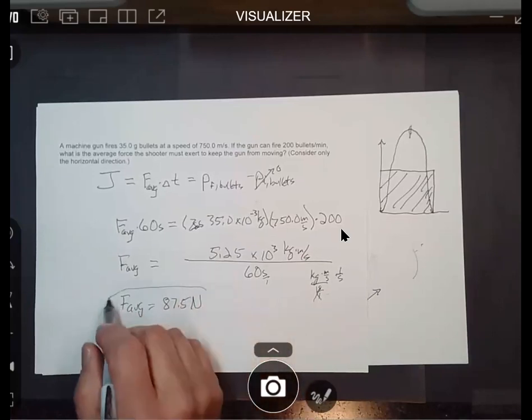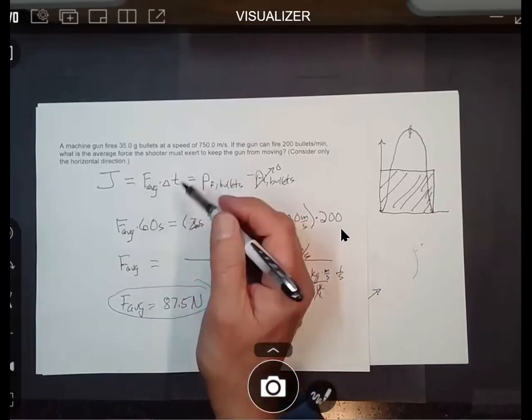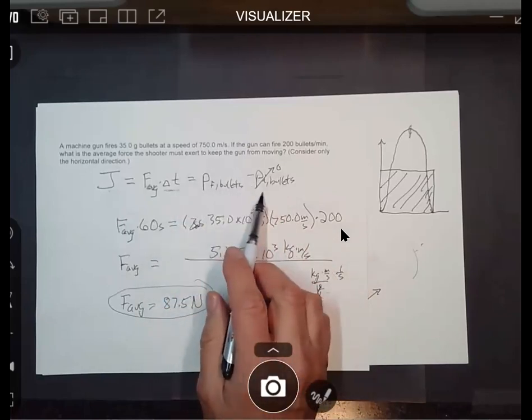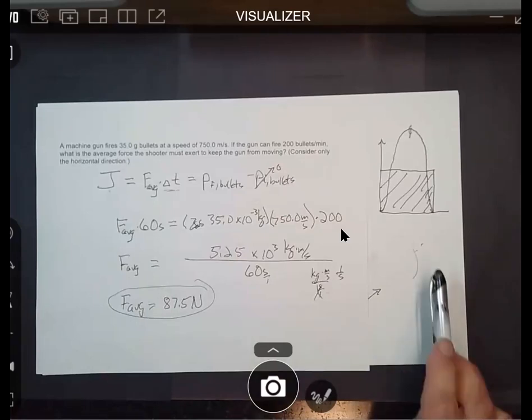So anyway, that's the force that you would have to exert to keep the gun from recoiling. So anyway, just using the idea that impulse is equal to an average force times a delta T and equals the change in momentum of those bullets. So a few basic ones.